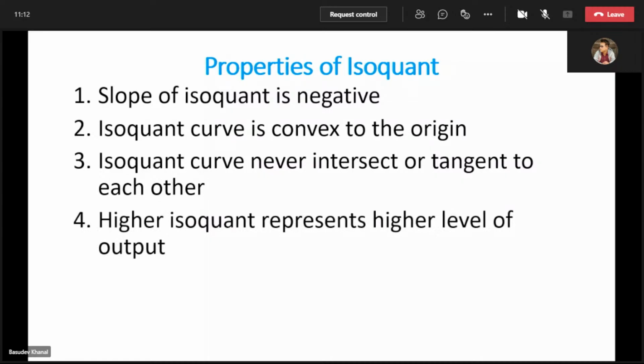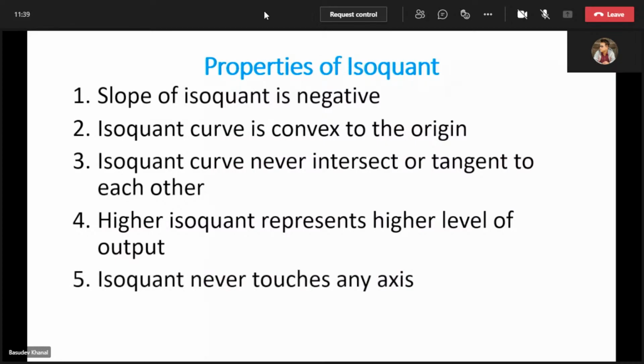Higher isoquant represents a higher level of output. In every higher isoquant, more labor and capital are included. That's why, by using more units of labor and capital, obviously output will be more in the higher isoquant. That's why every higher isoquant represents a higher level of output.